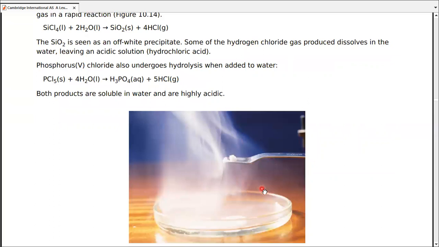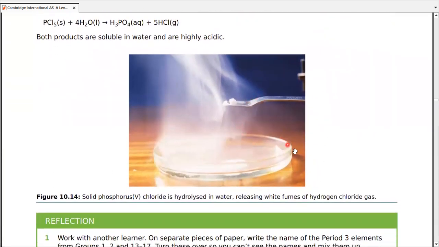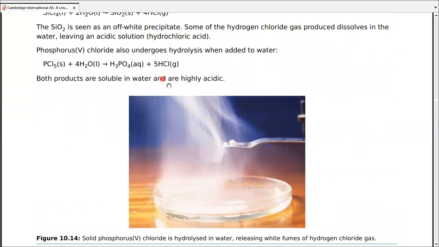Now, this diagram can give you a pretty good idea why we were talking about the gas forms or the gas clouds or white fumes. So you can see the white fumes. For phosphorus, the same thing happens. Both products are soluble in water.